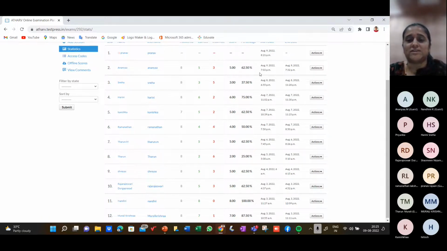So see here, she started at 7:03 and she finished at 7:32. Can you all read what I'm reading? Yes, ma'am. Then Sneha, like that, I can see against every student the date, like August 8th, and the time the child logged in and when the child ended the exam.